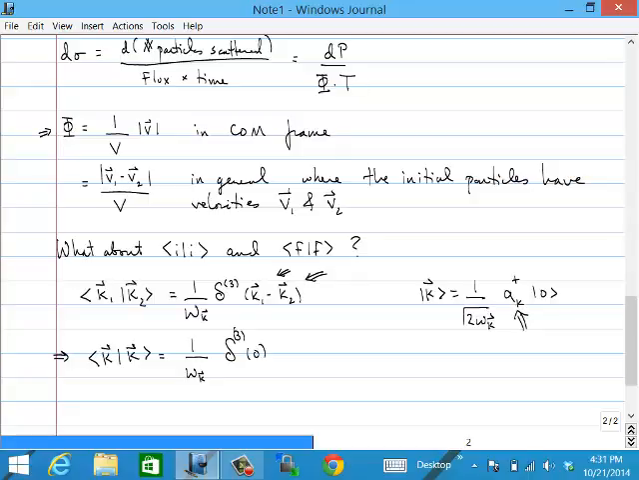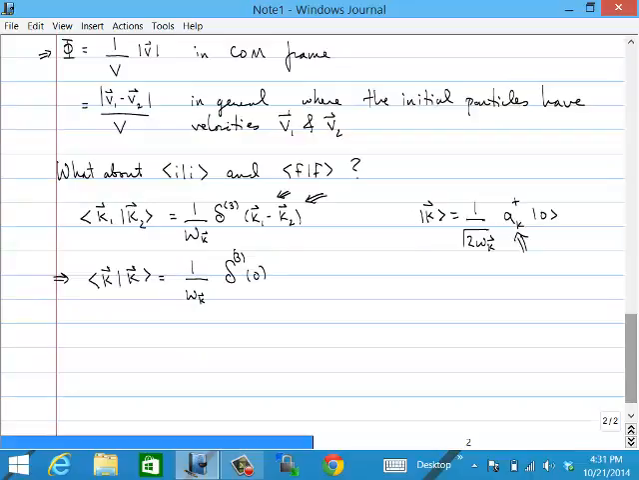Now, of course, delta of 0 is infinity, but it's not really infinity because we're working in a space of finite volume. In fact, delta 3 of 0, let's put it this way: k has units of 1 over length. A delta function of x has units of 1 over x. So delta 3 of k has units of length cubed. So you would expect that this delta 3 of 0 in a space of finite volume is actually the volume of the space. And indeed, you can check this completely explicitly.